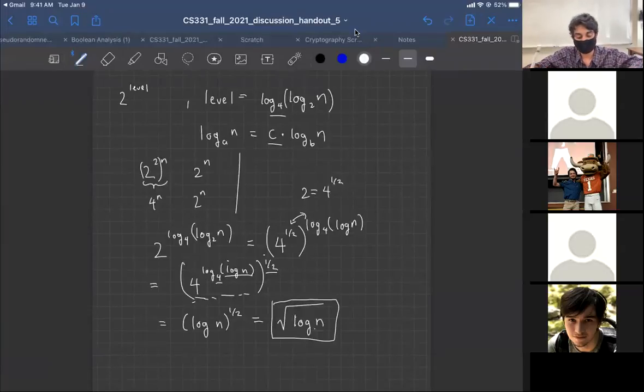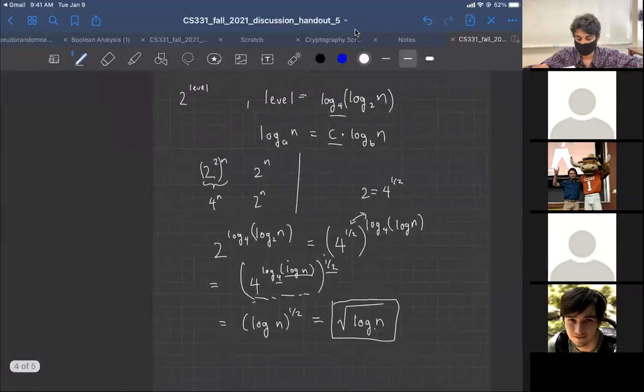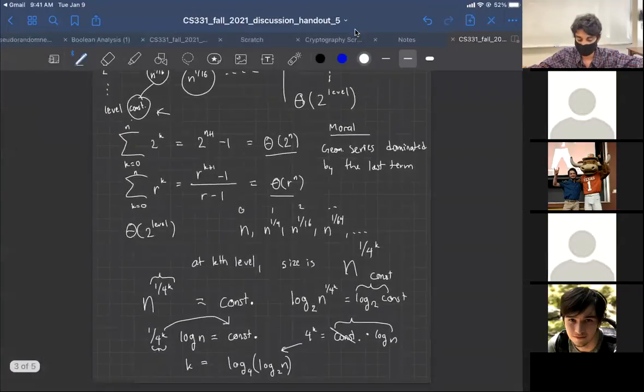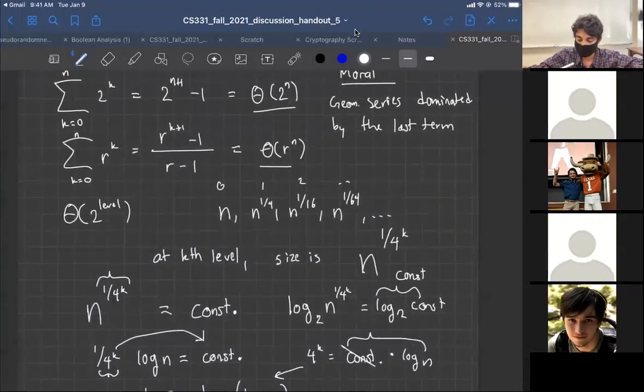Okay, so yeah. Do you mind just going from the top, like the n to the 1/4 to the k? Like how do you start with the right hand side? You said it equal to log 2 of a constant. I don't understand where that log 2 of a constant is coming from.